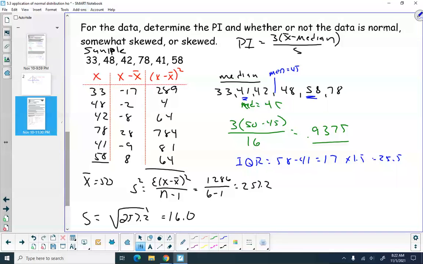So we can add that to the upper quartile. We can subtract it from the lower quartile. So we get 86.5, and this gives us 15.5. My highest value is 78. My lowest value is 33, so I have no outliers.